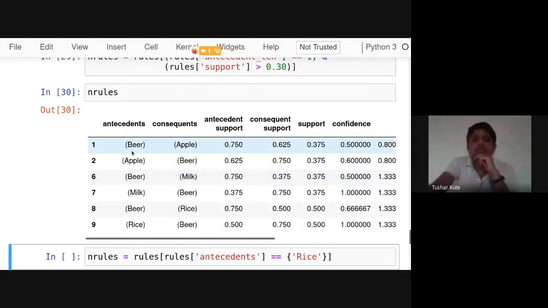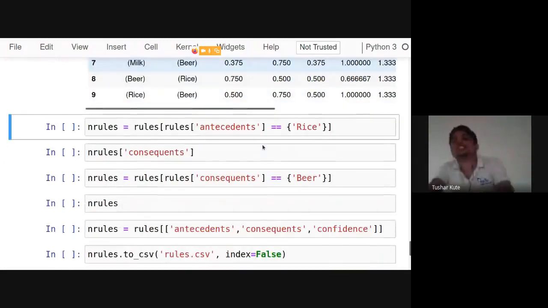Okay, single only. See, beer apple, beer milk, beer rice. Okay, only one antecedent on this side. Antecedent, only one item. And support, they are having above 30%. See, 37, 37, 37, 37, 50, and 50. That's how we can extract the rules.